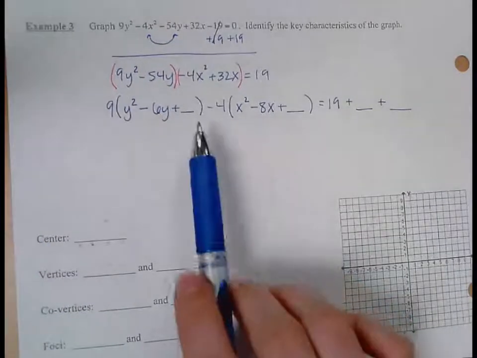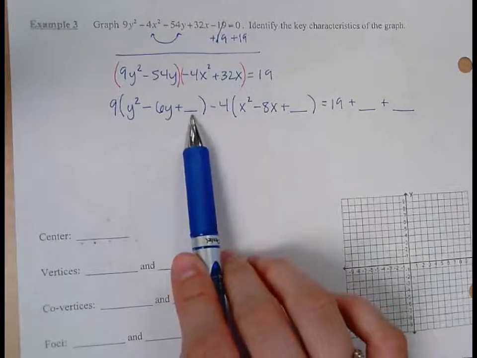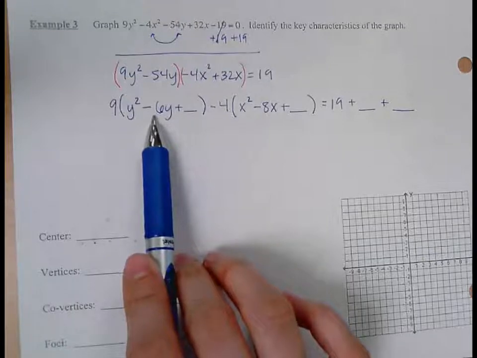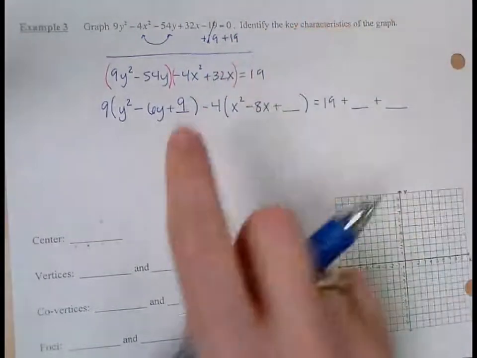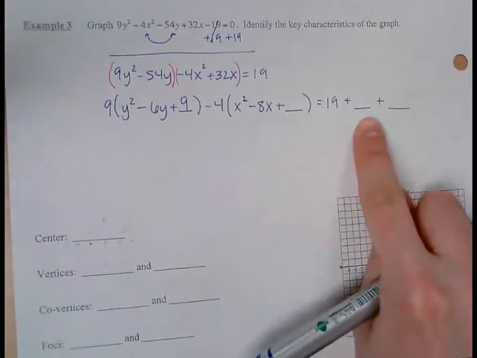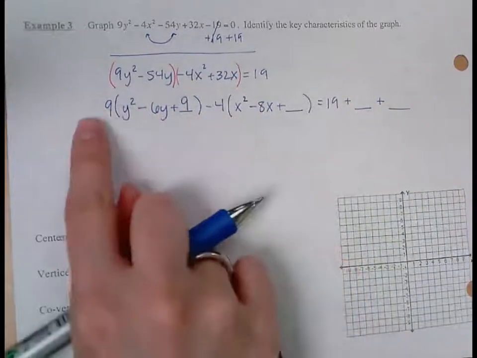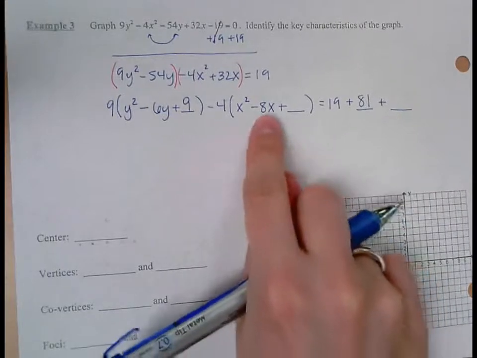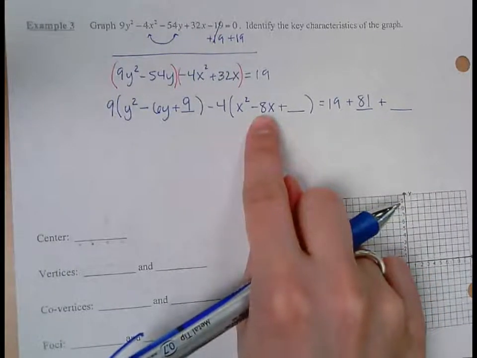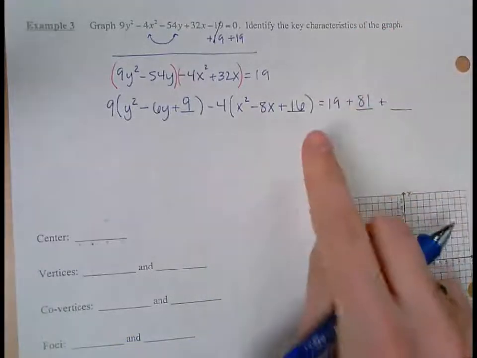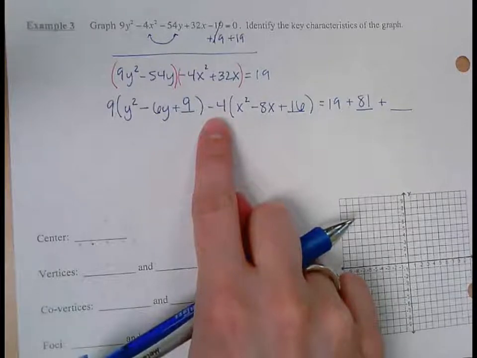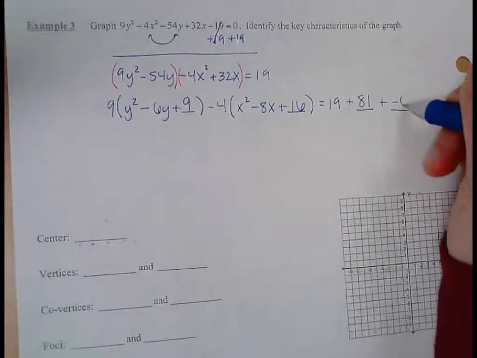Okay, and then we complete the square. B divided by 2 squared. So for the y's, I have negative 6 divided by 2 is negative 3 squared is 9. So then what gets added to the other side? For the y's, 81. Make sure you multiply the 9 by the 9 in front. 81. And then for the x's, negative 8 divided by 2 is negative 4, squared is 16. 16 should get multiplied by the negative 4. So that would be negative 64.